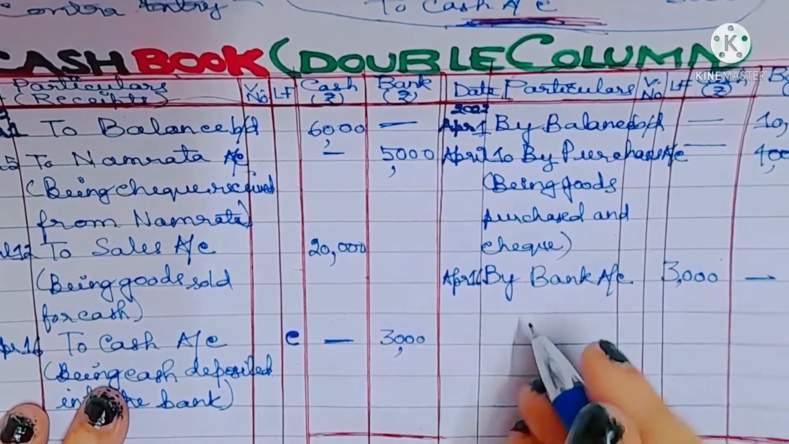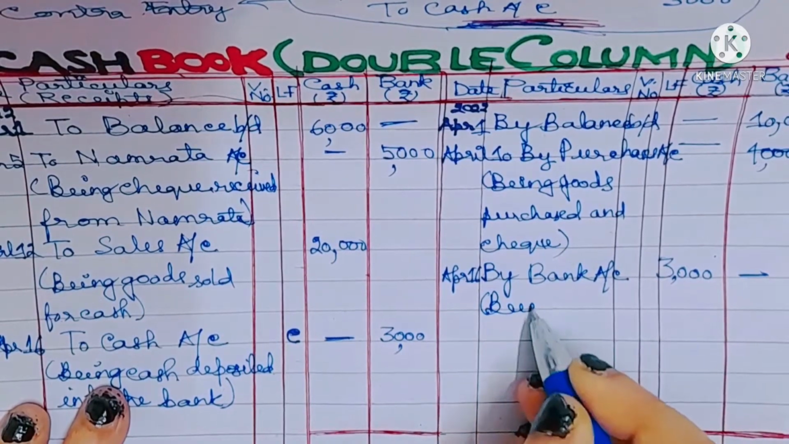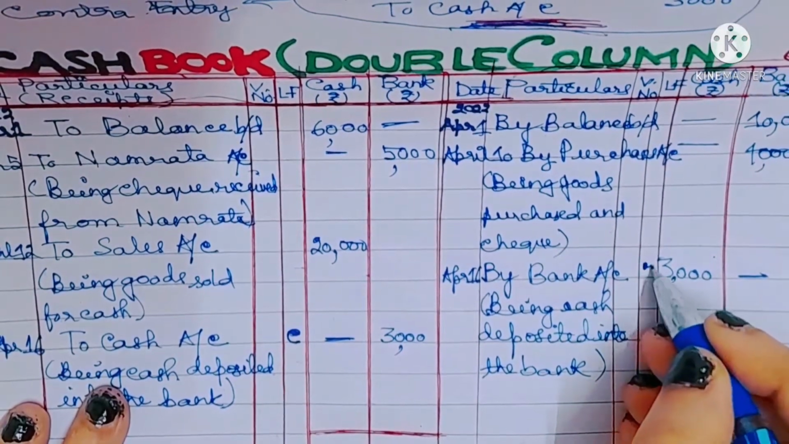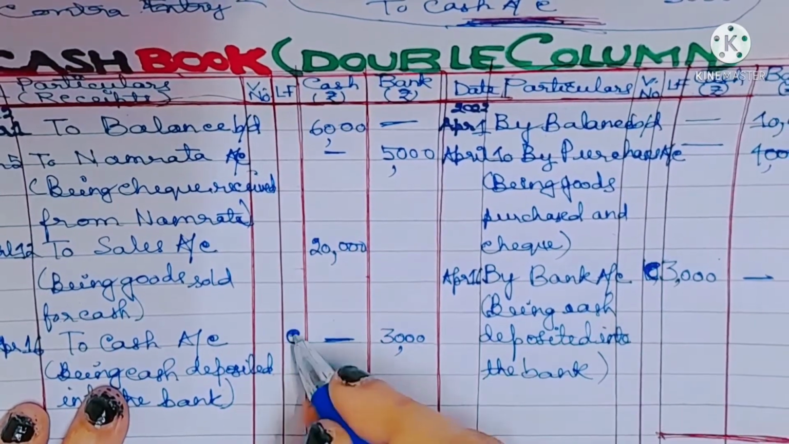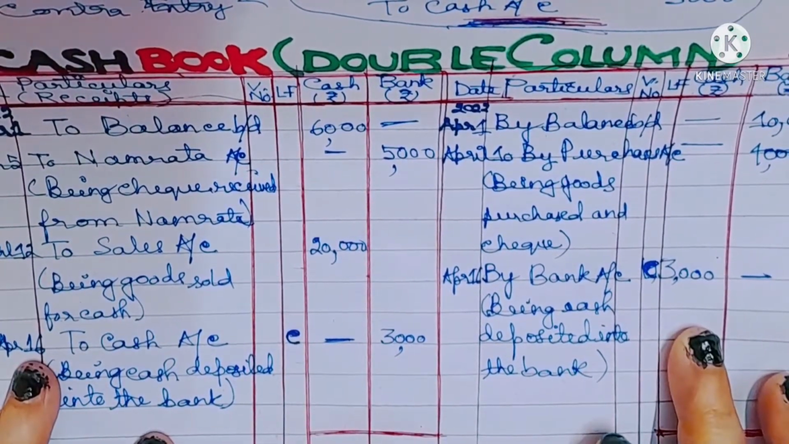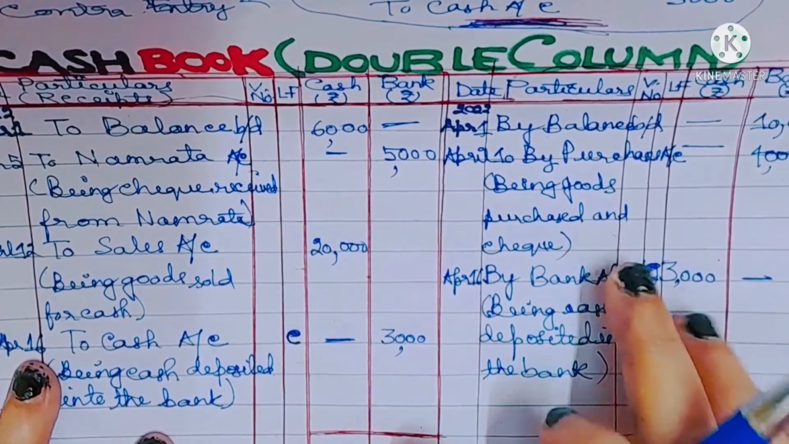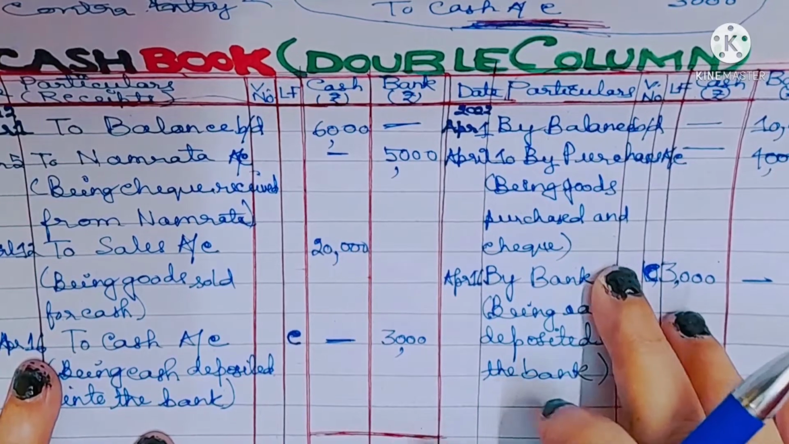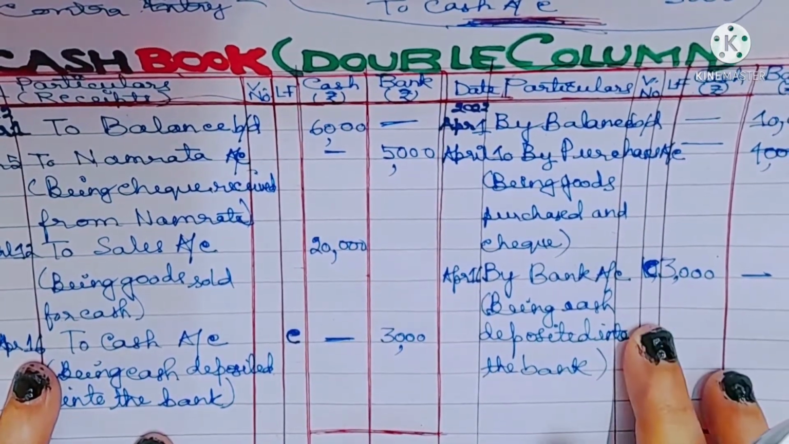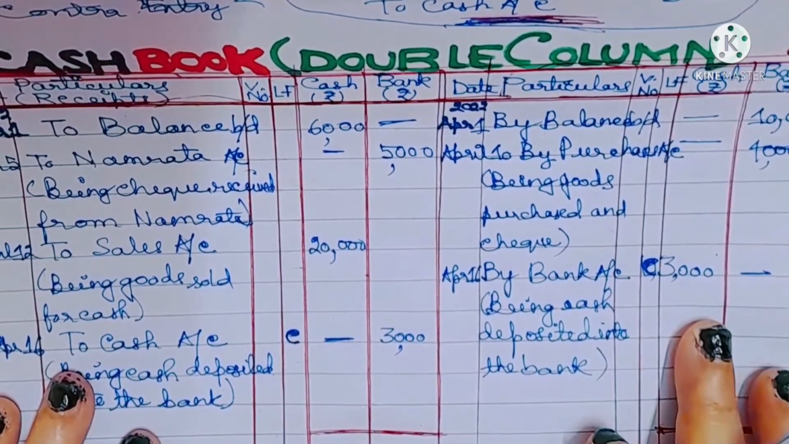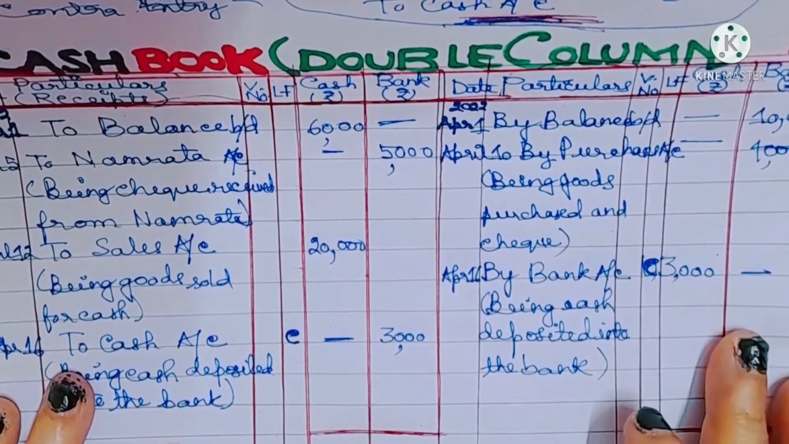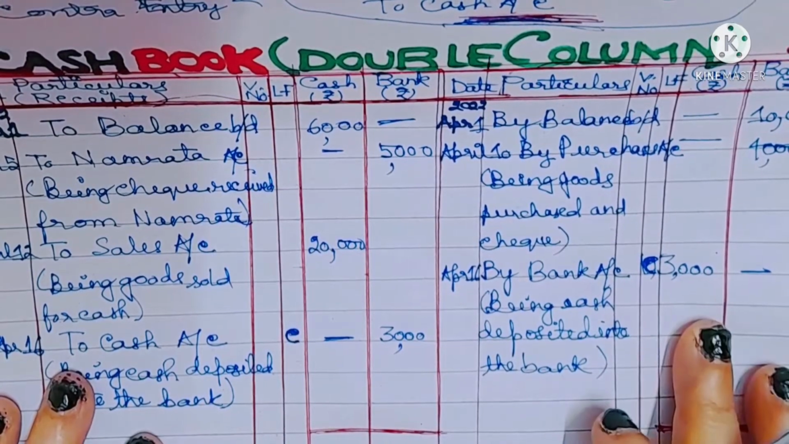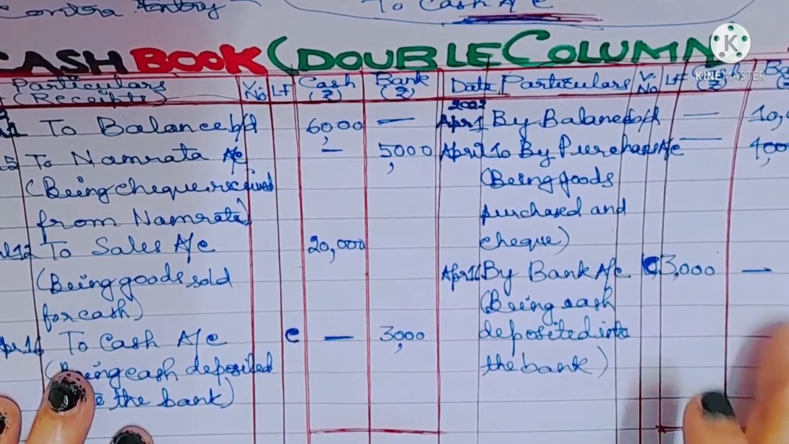Okay? So, we'll write being cash deposited into bank. And we'll have to write C. C stands for contra. So, contra entries are always denoted by writing the letter C in LF or ledger folio column. Okay? And always remember, we do not have to prepare cash account or bank account in the ledger accounts because cash book is a journal as well as a ledger. Okay? Now let's see the next transaction.